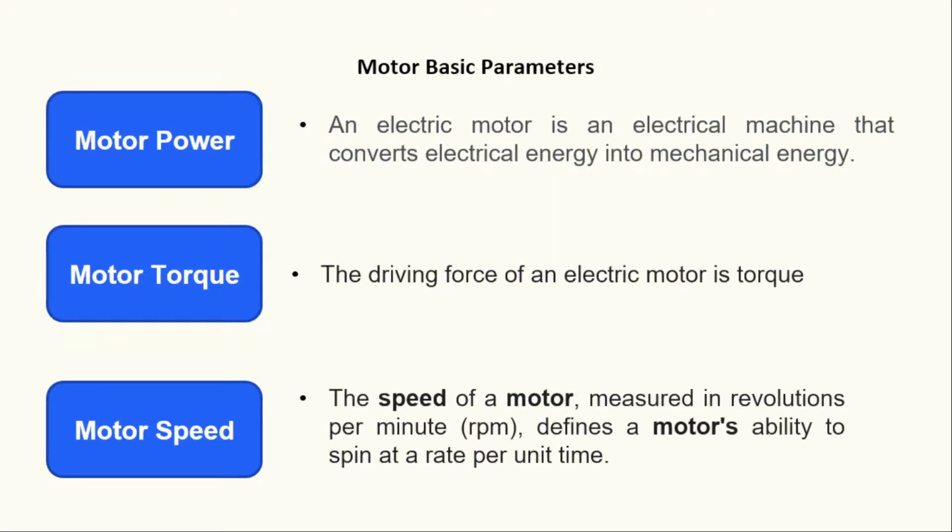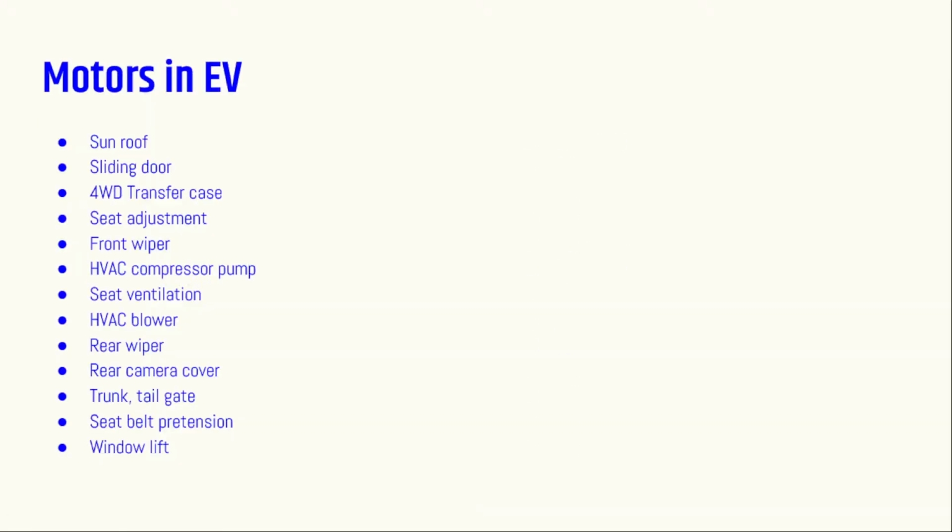If you are planning to choose any motor, or buying any vehicle, you have to know the basic parameters of motors. Motor power, like how much power it is capable of, and motor torque, in the sense of how much load it will be capable of handling, and the speed, like RPM, revolutions per minute. Within a minute, how many revolutions it will complete. We have to know these basic parameters.